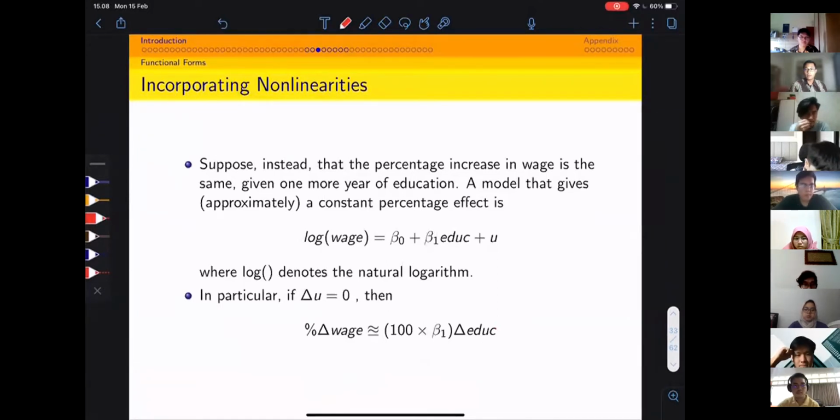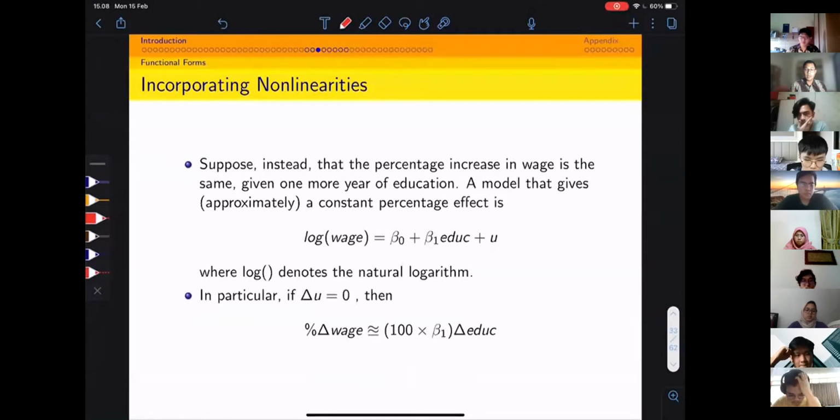So we have the logarithmic transformation of wage on the left-hand side, and we have education on the right-hand side. The log here indicates the natural logarithm, or the ln. In particular, if the change in the unobservable is 0, so we fulfill the zero conditional mean assumption, then the interpretation is going to be quite different.